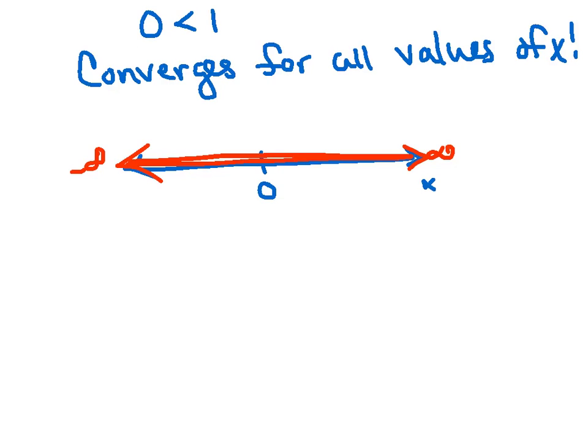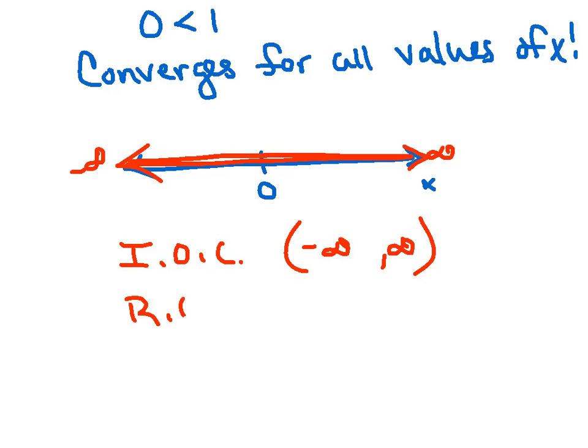And you don't even have to worry about checking the endpoints because there are no finite endpoints. So the interval of convergence is simply the interval from negative infinity to infinity. The radius of convergence would be infinity itself. That's the distance from the center to the outer edge.